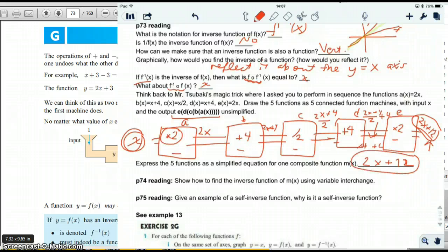Okay? So instead of doing all these separate steps, I could just take whatever input, let's say my input is 2, and I could just plug it directly in here. It's the same thing as going through these 5 functions separately.